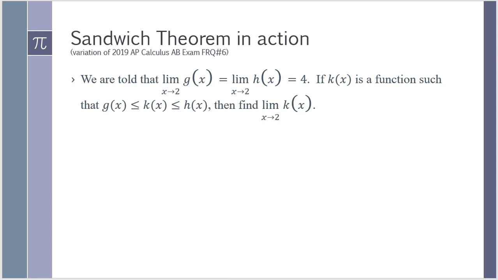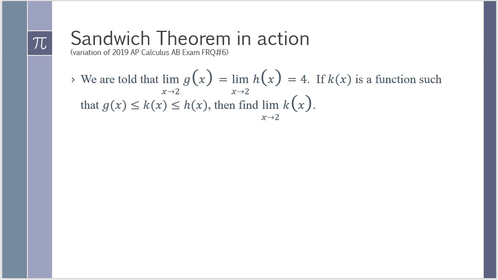So a variation of the free response question that involved the sandwich theorem from 2019 says, we are told the limit as x approaches 2 of g is the same as the limit as x approaches 2 of h and is 4. Then k is a function such that g is always less than or equal to k, which is always less than or equal to h.